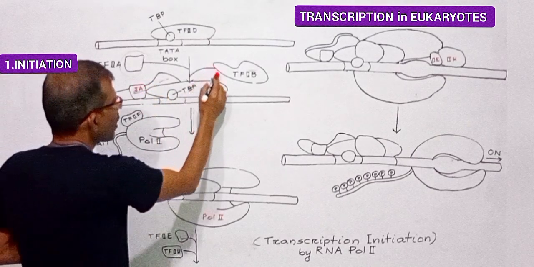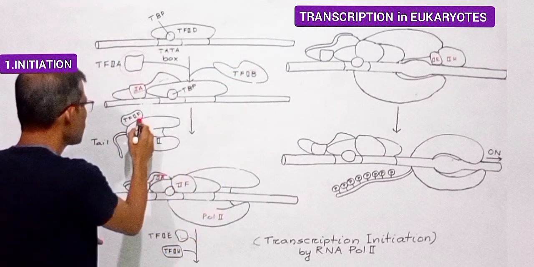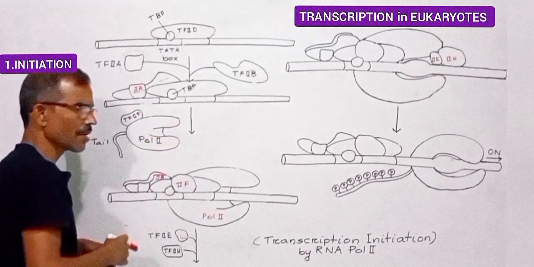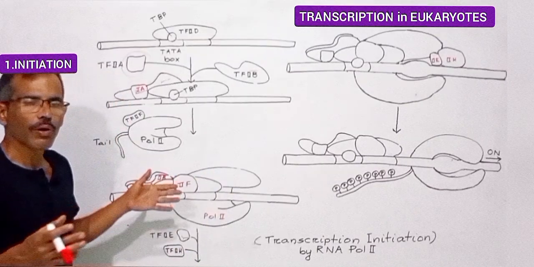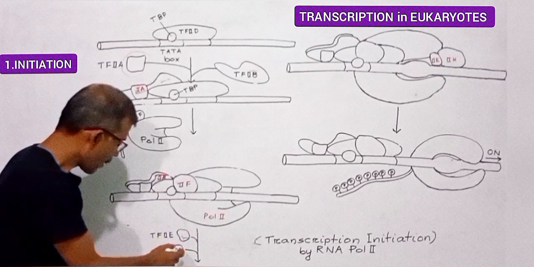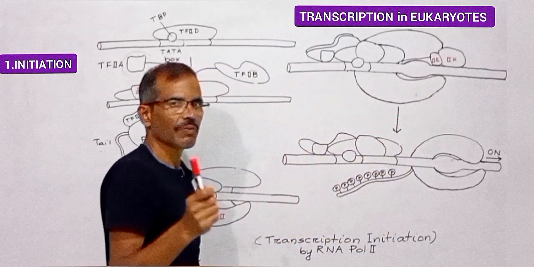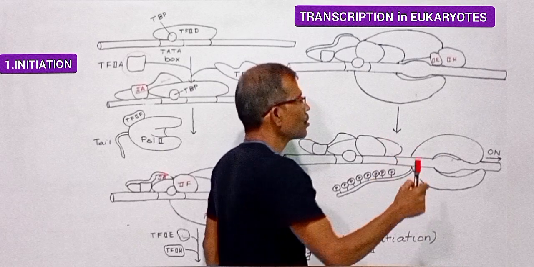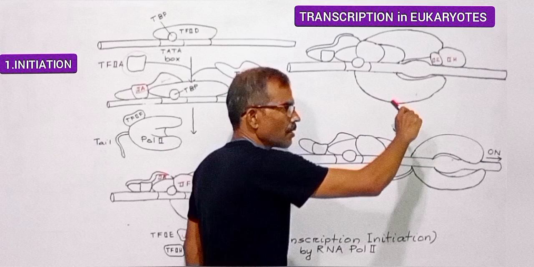This is followed by the binding of TFIIB, after which another factor, TFIIF, together with RNA polymerase II also assembles at the promoter. This is followed by the binding of TFIIE and then by TFIIH. The complete set of general transcription factors and RNA polymerase together bound at the promoter is called the pre-initiation complex.